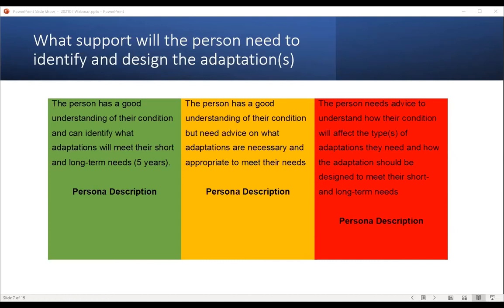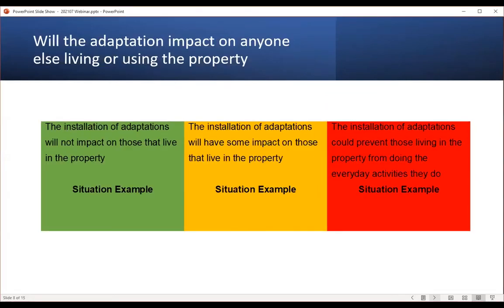So if we go on to the next question and responses. Will the adaptation impact on anyone else living or using the property? This is where it's more of a universal green flag, where the installation of the adaptation will have no impact or very little impact on those that live in the property. Where we might begin to think about whether somebody might need targeted support is where perhaps there will be some impact on those living in the property.